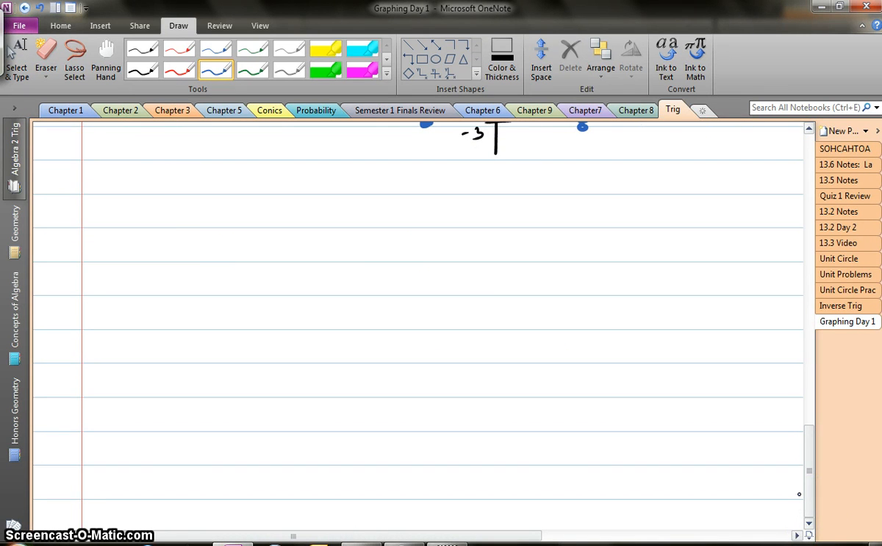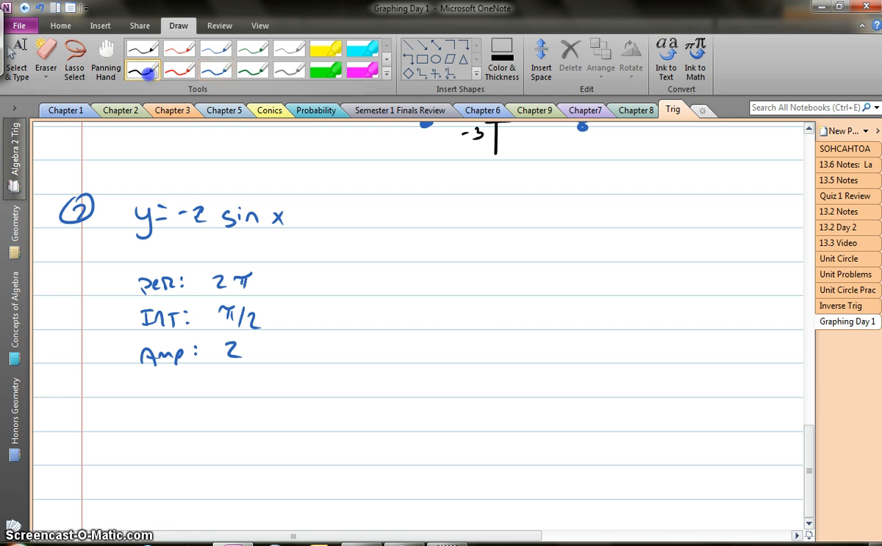All right, now let's do another one. And we're going to move a little quicker here, now we know what's up. So number 2 is y equals, let's go negative 2 times the sine of x. Our period's still the same, 2 pi. My interval is pi over 2. This time my amplitude, I'm going to put it at 2.